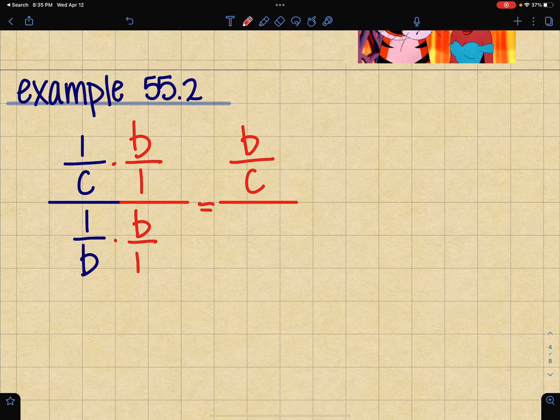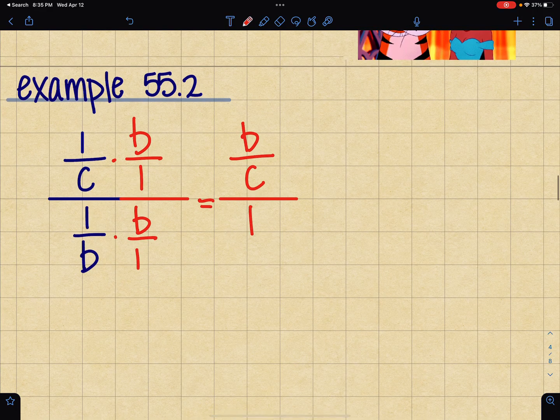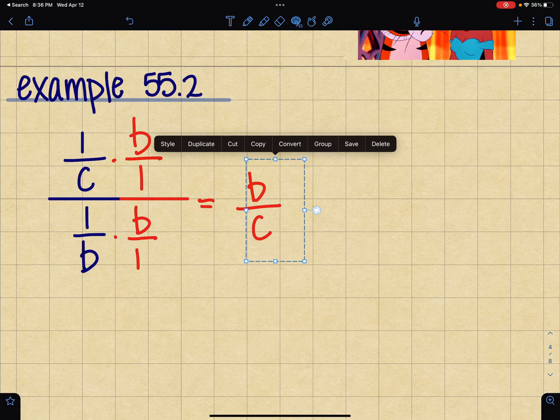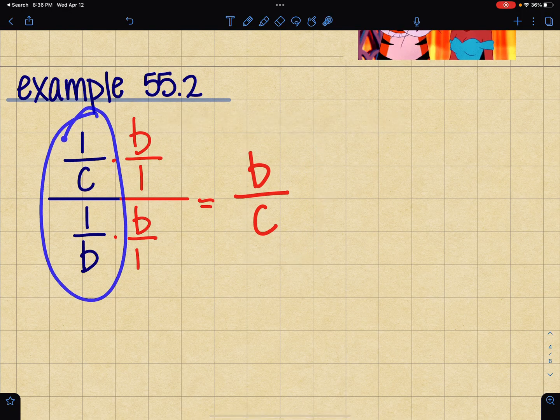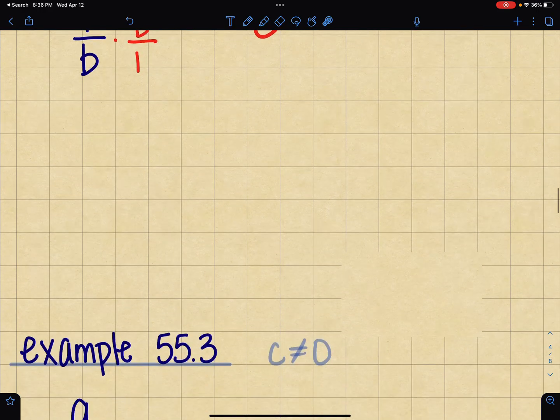Now a big fraction line. All right, 1 times b is b, and b times 1 is b. This simplifies to 1. Anything over itself is just a 1. This 1 is just redundant. You don't even need it. So this is the final answer. Look at how, this is so cool. This fraction simplified just to that. We made it so much simpler.